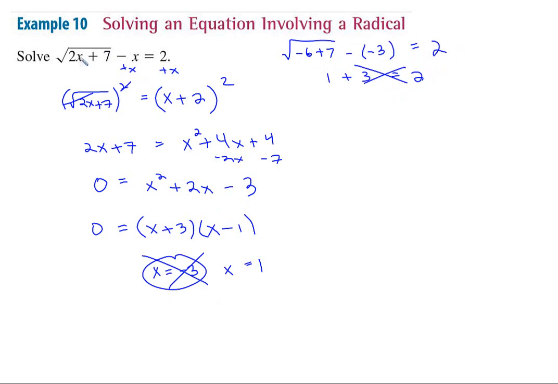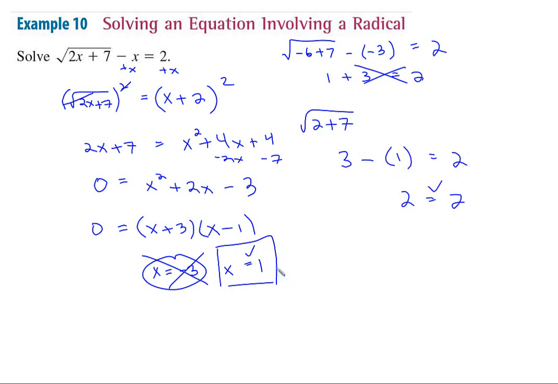Let's plug in 1 here. Well, that's going to give you square root of 2 plus 7, which is 9. So that'll give you 3 minus 1. Does that equal 2? Yep, 3 minus 1 is 2. So this answer checks out. So that's our answer right there.